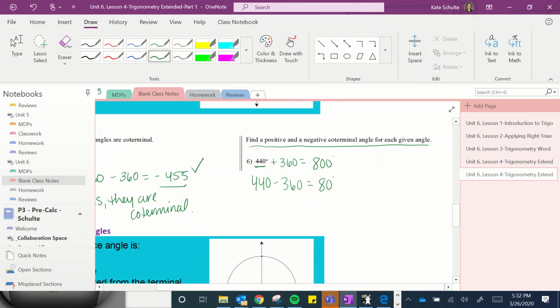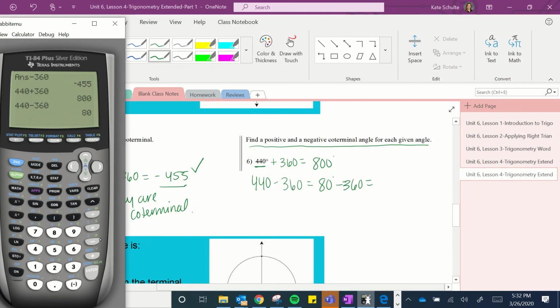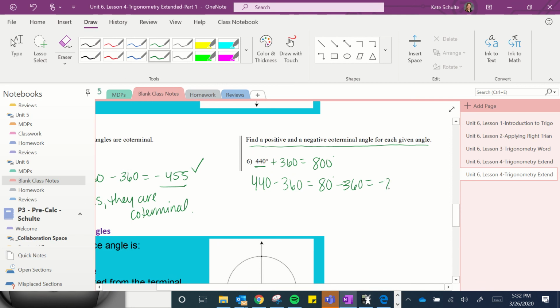Okay, you don't have to do this one if you don't want to. Either of them are options. Okay, so this gets me to 80. It's not negative yet, so I need to subtract 360 again. That gets me to negative 280. So here can be my positive, here can be my negative, or you could use 80 and negative 280.